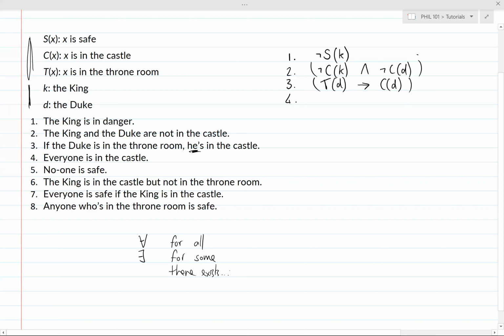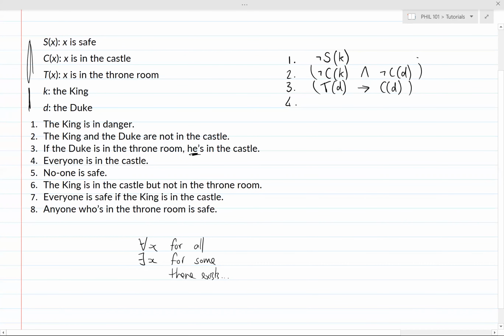If I say for all x, that means that what follows, the proposition that follows, is true of x. And if I say for some x, that means that for at least one x, what follows is true of that x, or there exists at least one x for which the following proposition is true. So for number 4, everyone is in the castle, I can say for all x, x is in the castle. For all x's that there are, they'll be in the castle.